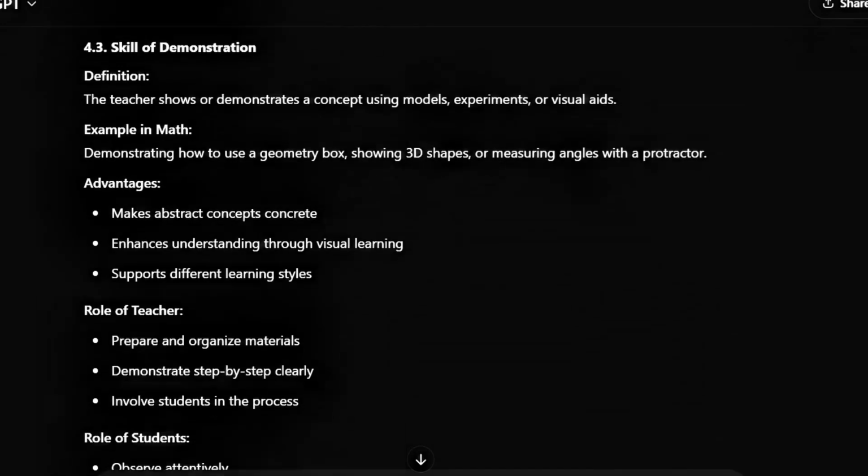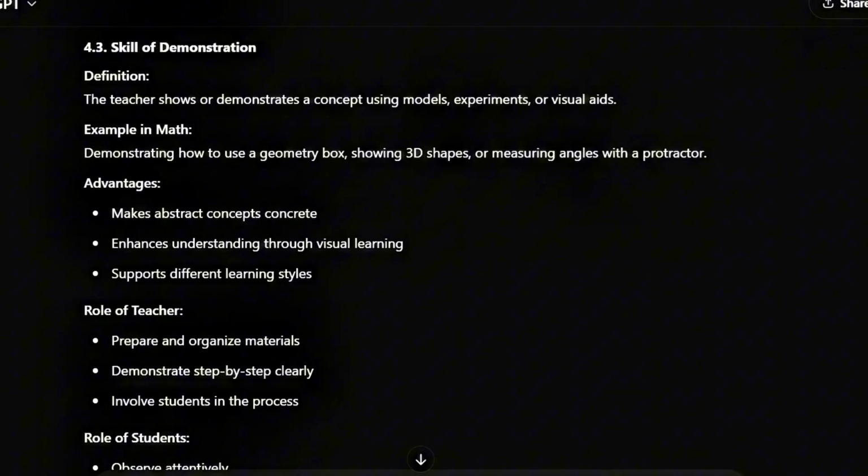4.3 Skill of demonstration. Definition: the teacher shows or demonstrates a concept using models, experiments, or visual aids. Example in math: demonstrating how to use a geometry box, showing 3D shapes, or measuring angles with a protractor.